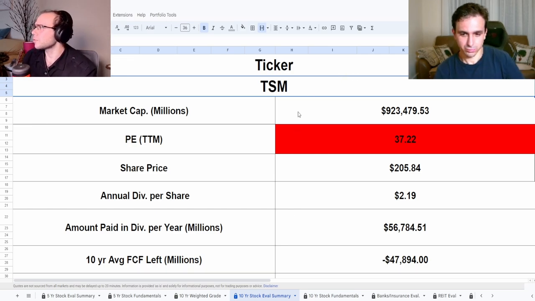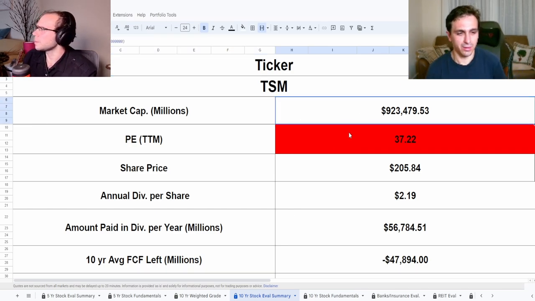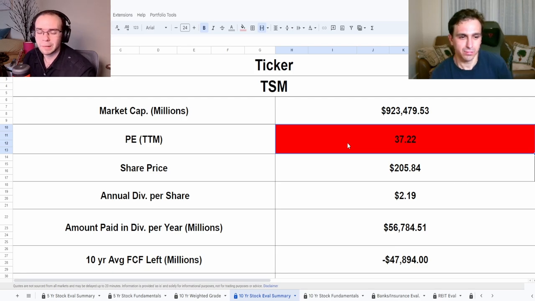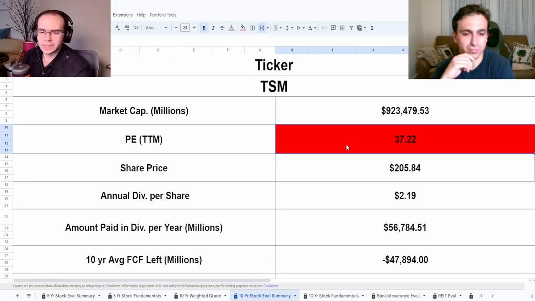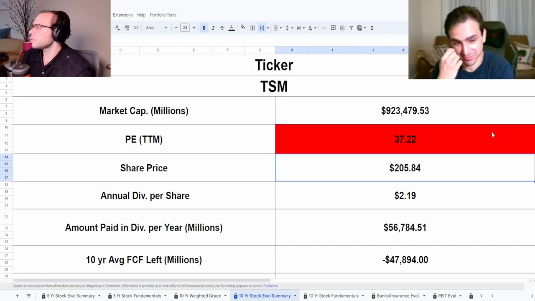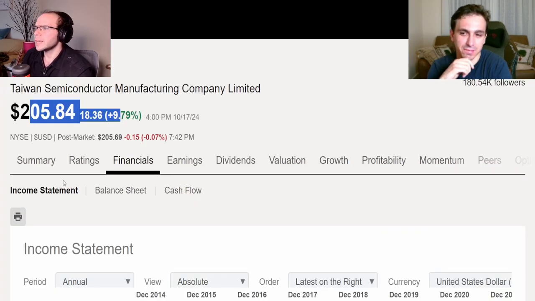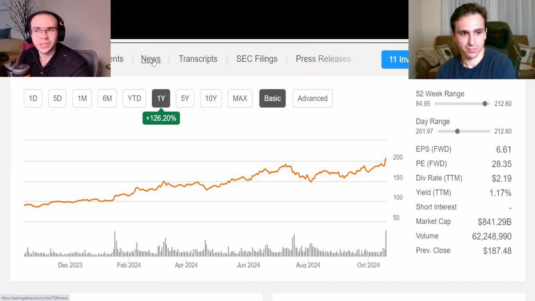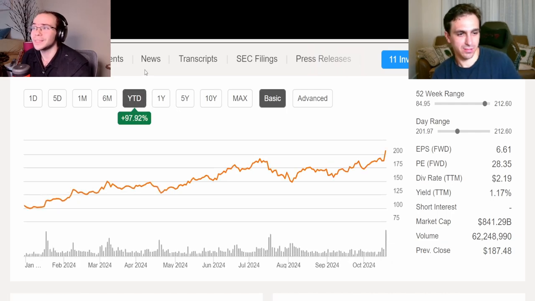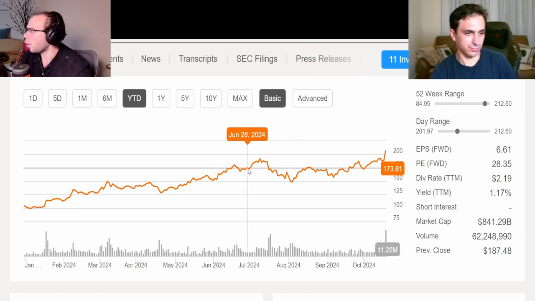So we've got the ticker for TSM, market cap of $923.5 billion, a PE of 37.22. It's actually lower compared to all these other 200 PE companies. Not going to say any names, though. Current price of $205.84. If we take a look at this, we can see that this is up 126% on the 1 year, and the year to date, nearly 100%, right? 97.92%. And we are near that 52-week high overall.